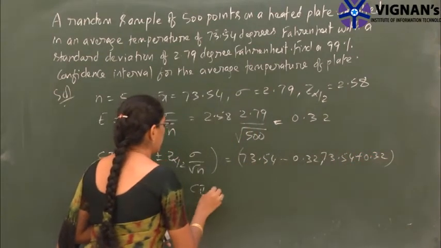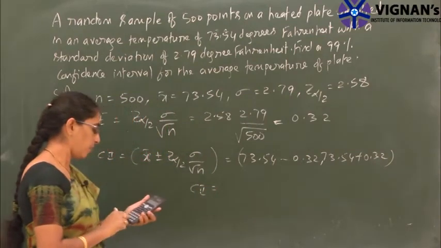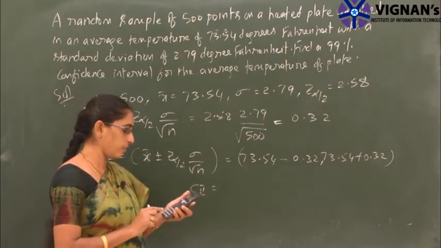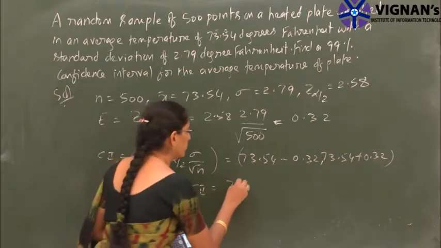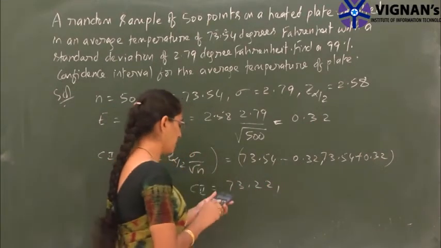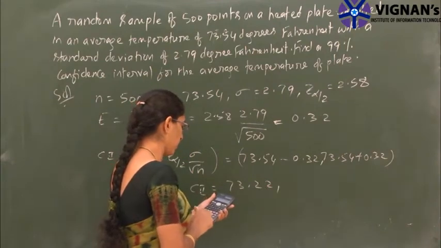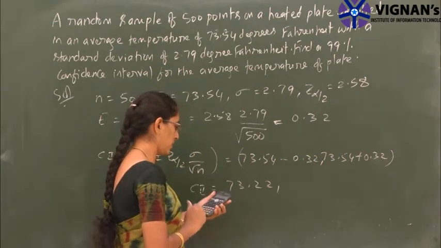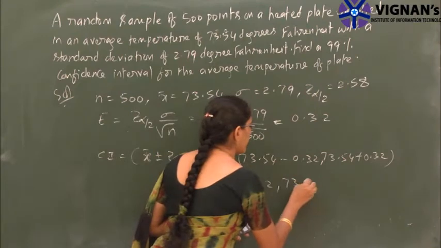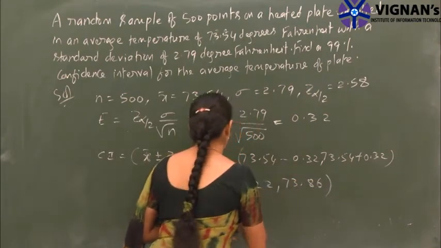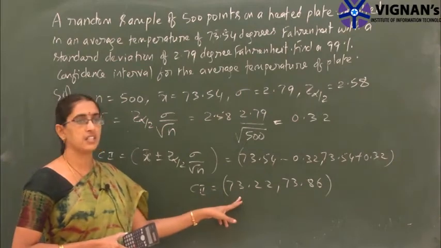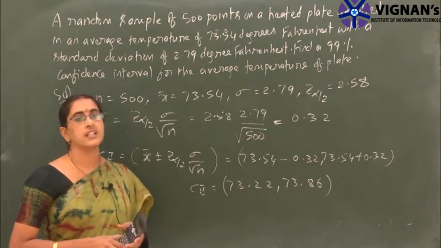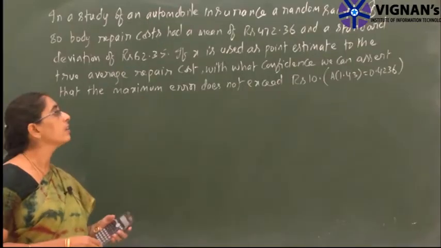So finally, 73.54 minus 0.32 is 73.22 and 73.54 plus 0.32 is here 73.86. So the confidence interval for the average temperature of the heated plate is 73.22 and 73.86.